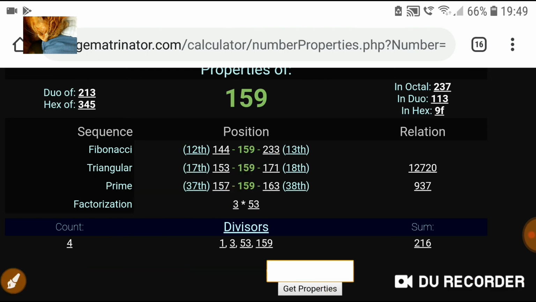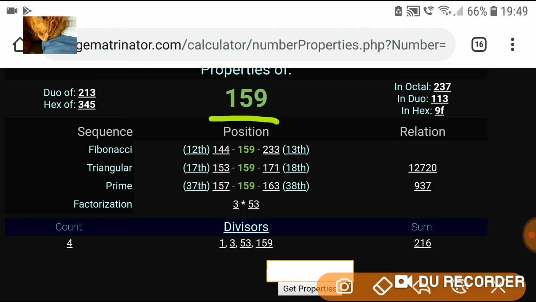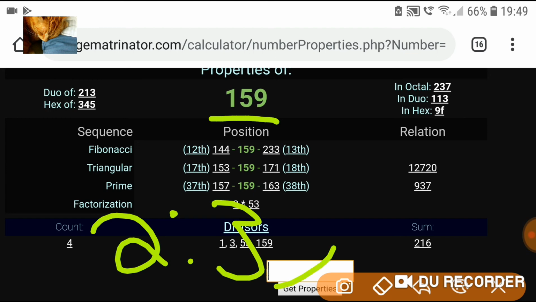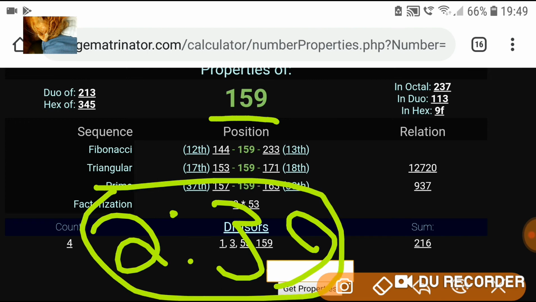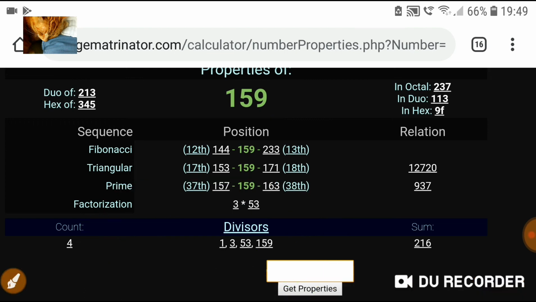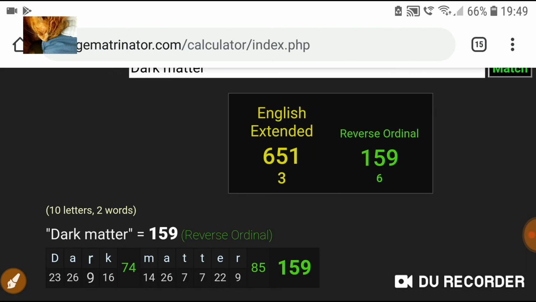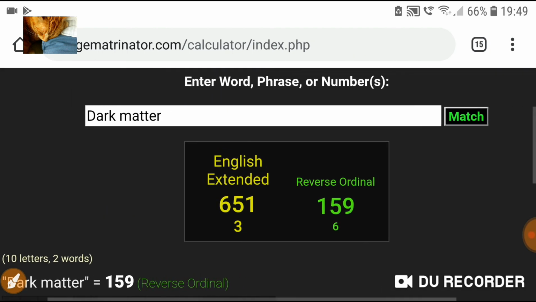Also 159 minutes, that's 2 hours 39 minutes. Plutonium 239. It's how you create nuclear weapons. Again, linking back to the future. Plutonium 239. So yeah, extended and reverse ordinal are the same because that's a flipper of it.